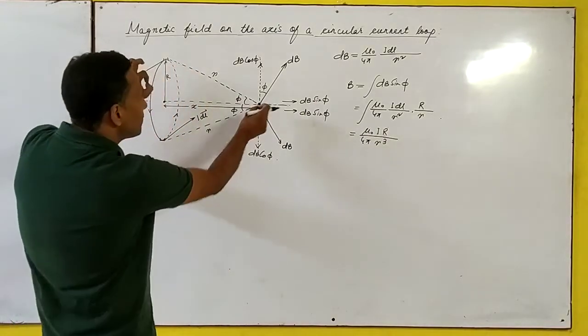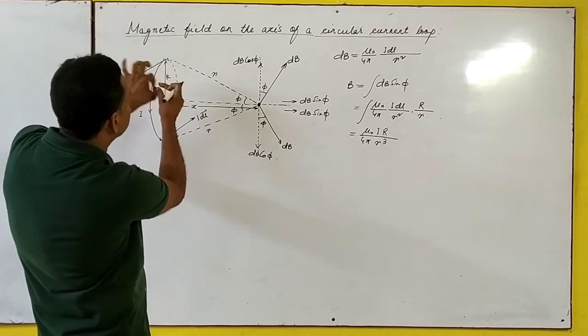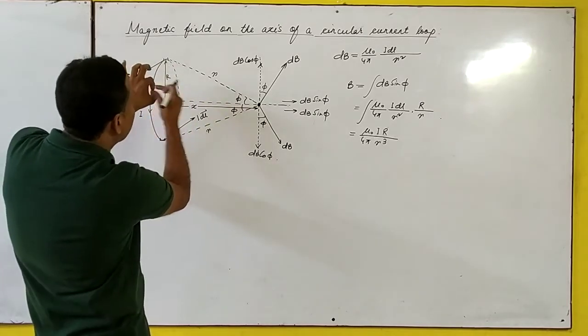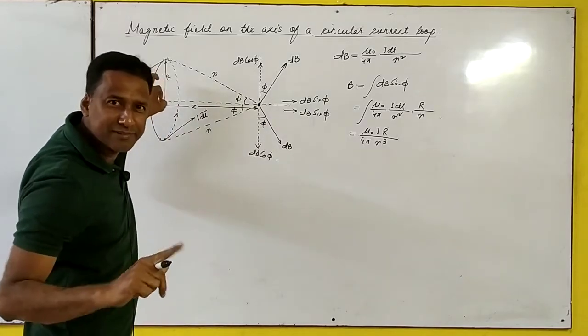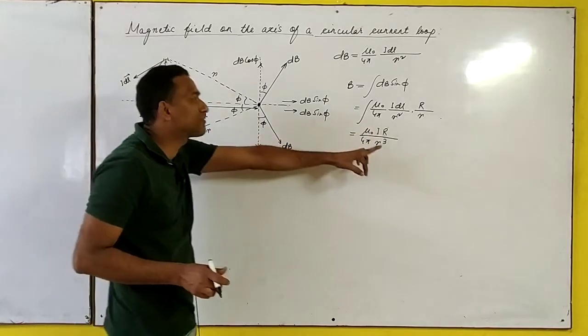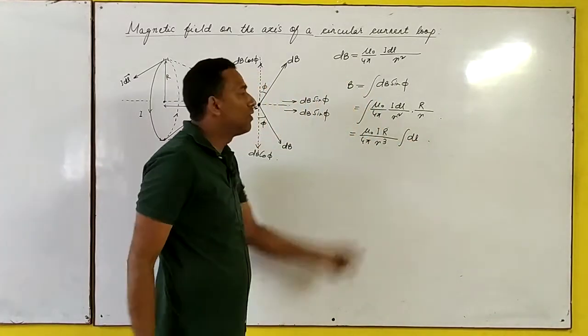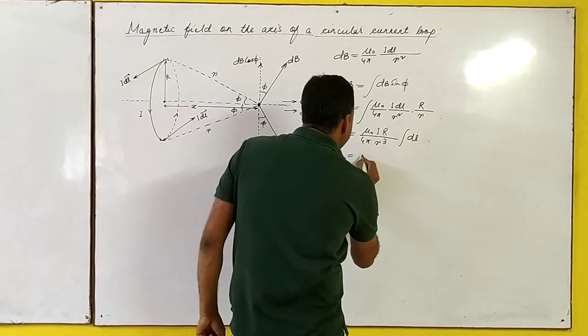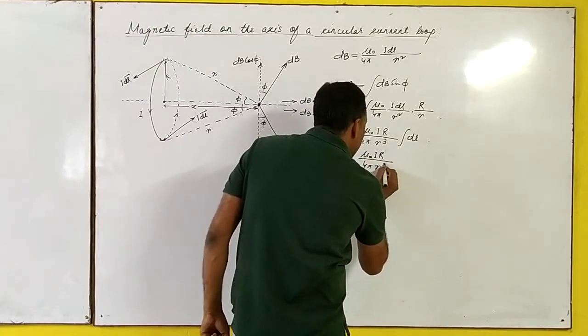Why? Because you are taking a point on the axis. Whatever element you take, anywhere, ultimately the distance will be the same small r. All the elements are equidistant from the point, so small r is a constant. Take it out. So what are we going to integrate? All other terms are constant. So what we get is mu naught I R divided by 4 pi small r cube.